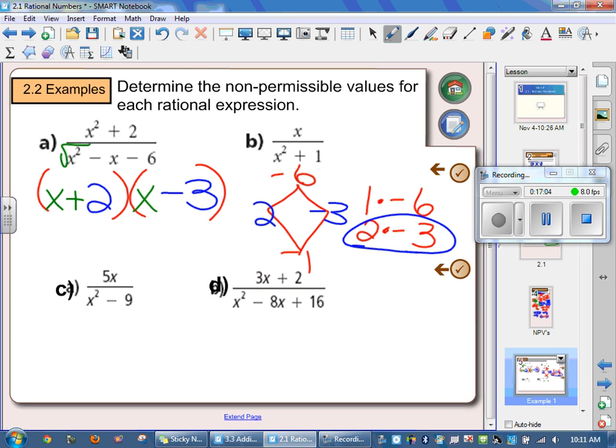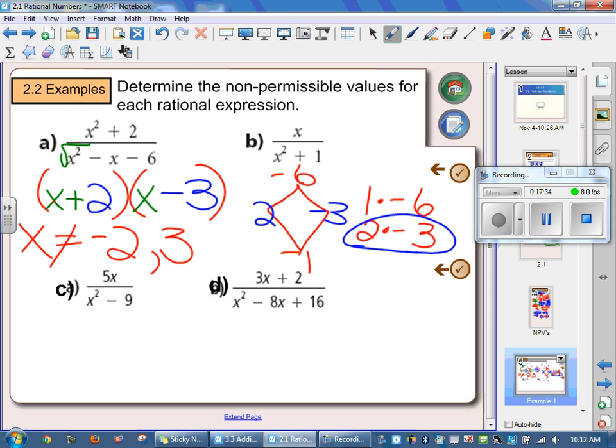So what are my non-permissibles? So what can x not be in this situation for me to get an answer? -2, except I put -2 where x is, -2 plus 2 gives 0. Can't have it. What else? +3. Okay, -2 and +3. That's what x cannot be. Okay?